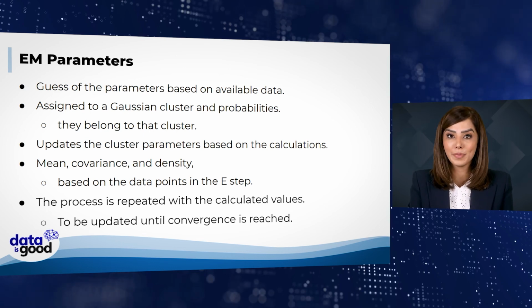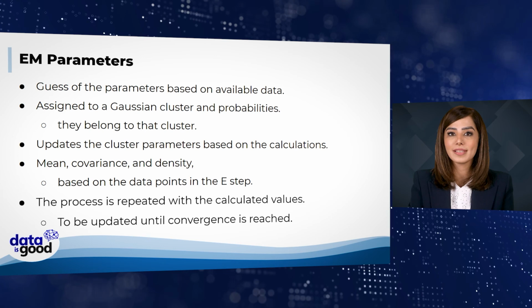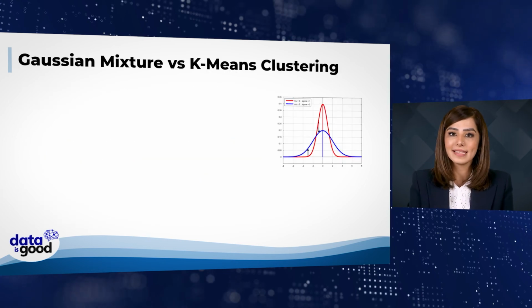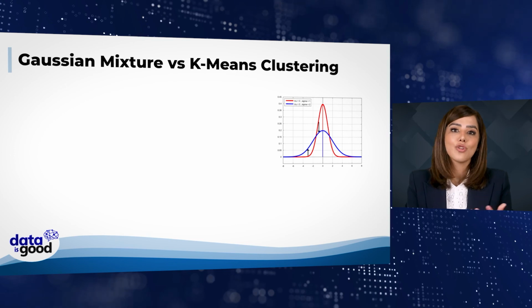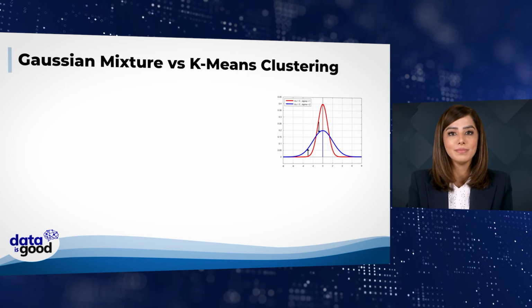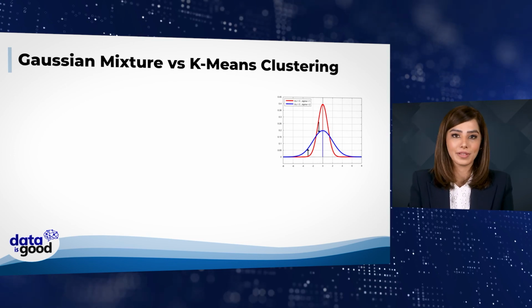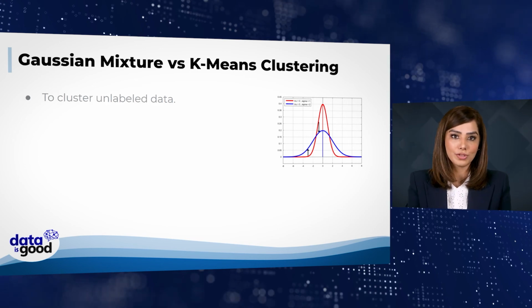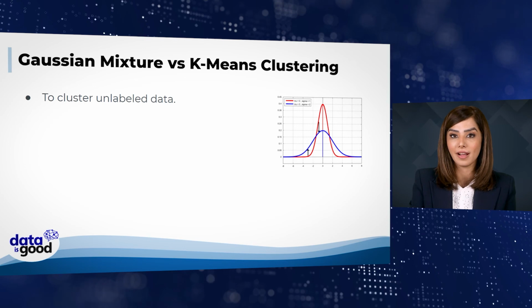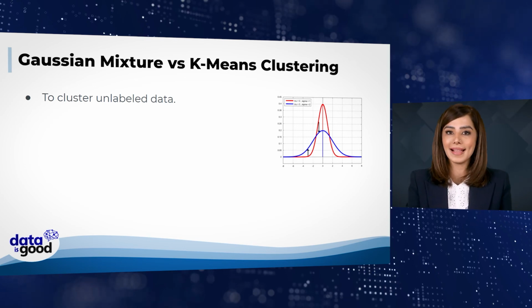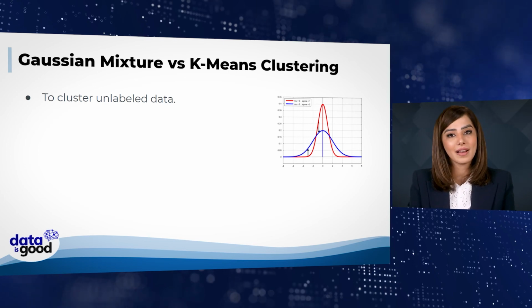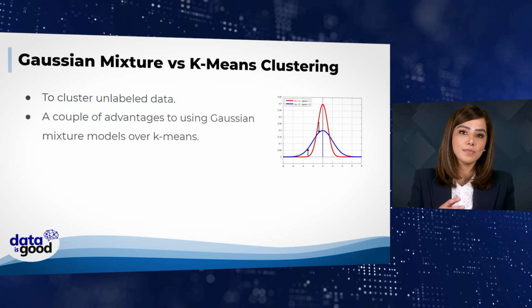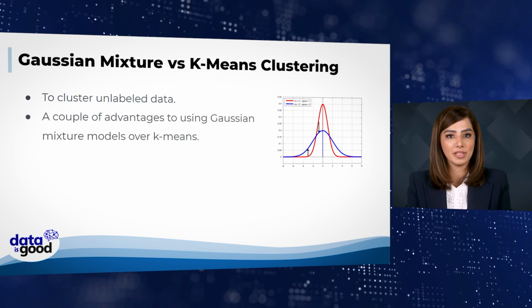If you're familiar with k-means, this process at a high level is really the same. Now let's discuss the key differences between Gaussian mixture clustering algorithm and k-means clustering algorithm. To begin with, the Gaussian mixture models can be used to cluster unlabeled data in much the same way as k-means. There are, however, a couple of advantages to using Gaussian mixture models over k-means.